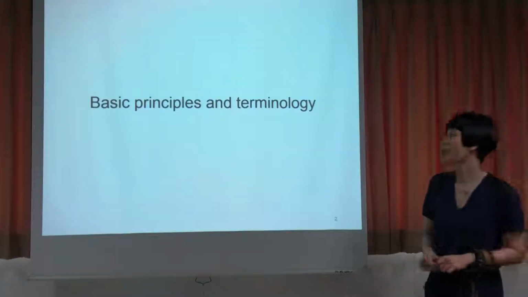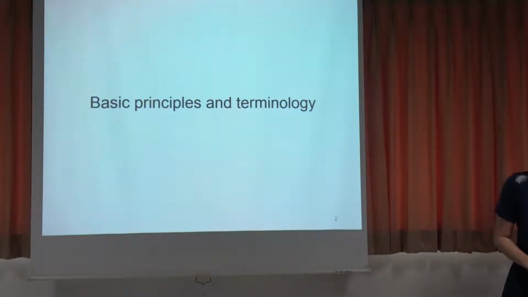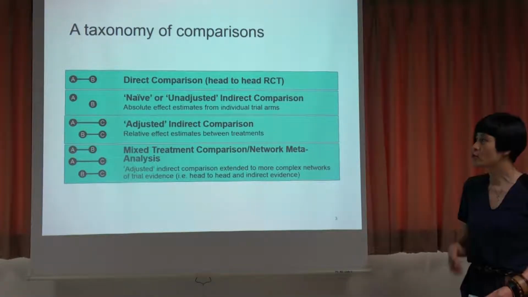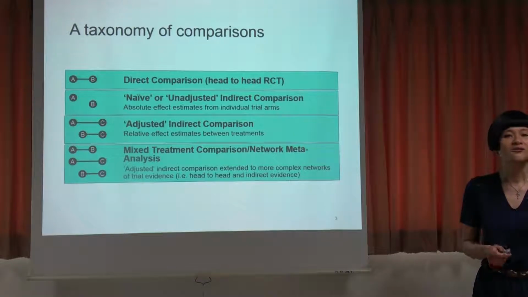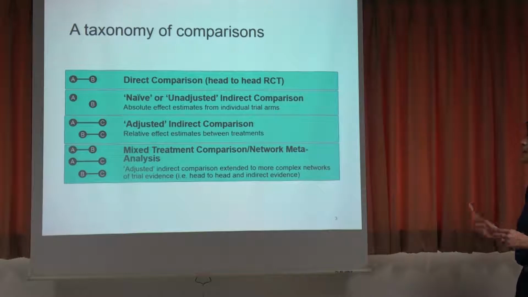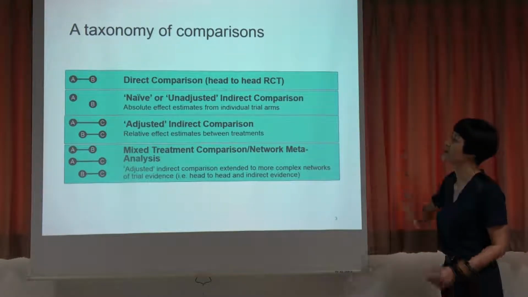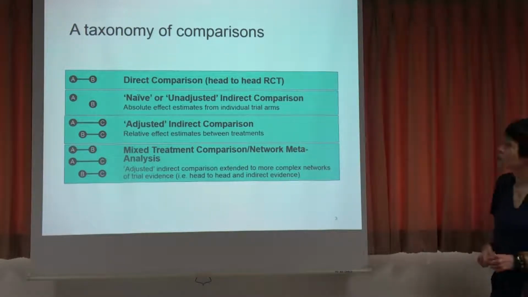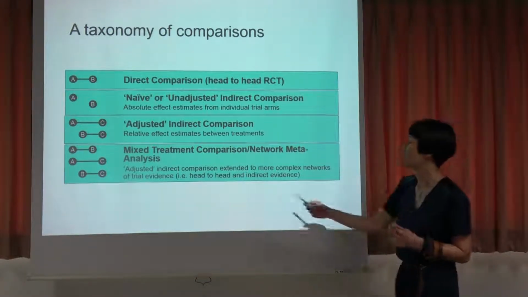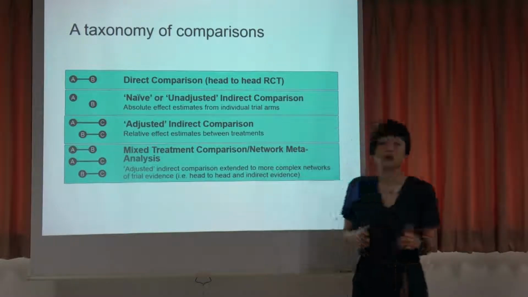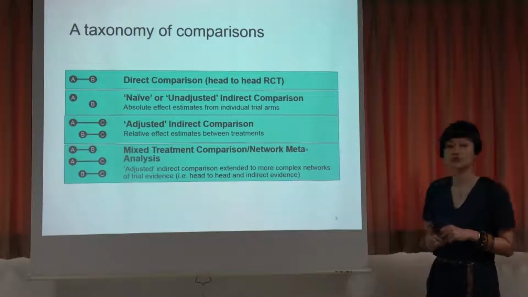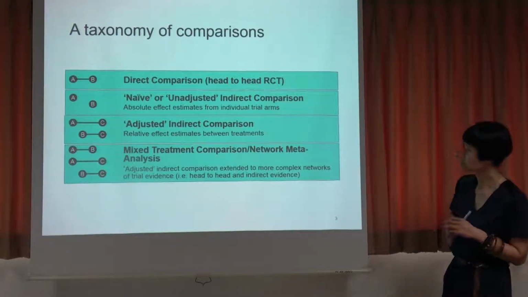Okay, so I'm going to start with basic principles and terminology relating to network meta-analysis. Now, I think it's important to really understand the different ways we're potentially comparing data. So in the top box here, we've got direct comparison. So you've got a head-to-head randomized control trial, for instance, comparing one thing with another, A versus B, for instance. So you've got a study, a randomized control trial, head-to-head comparison.